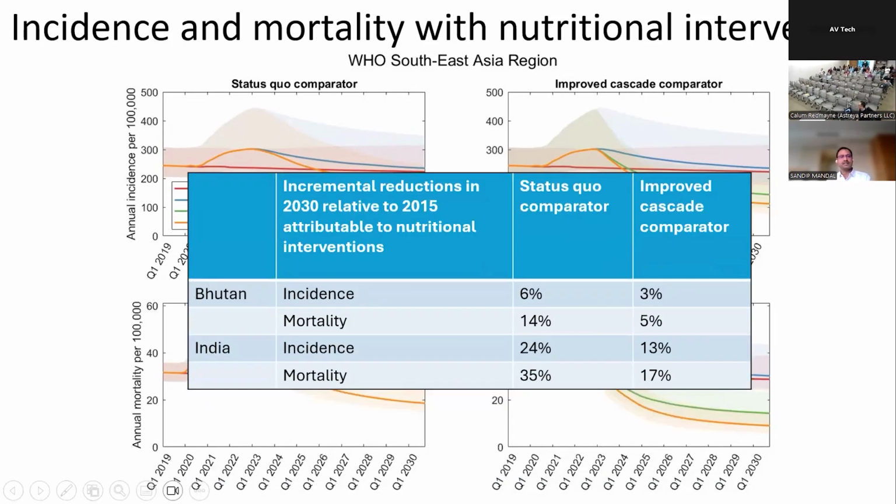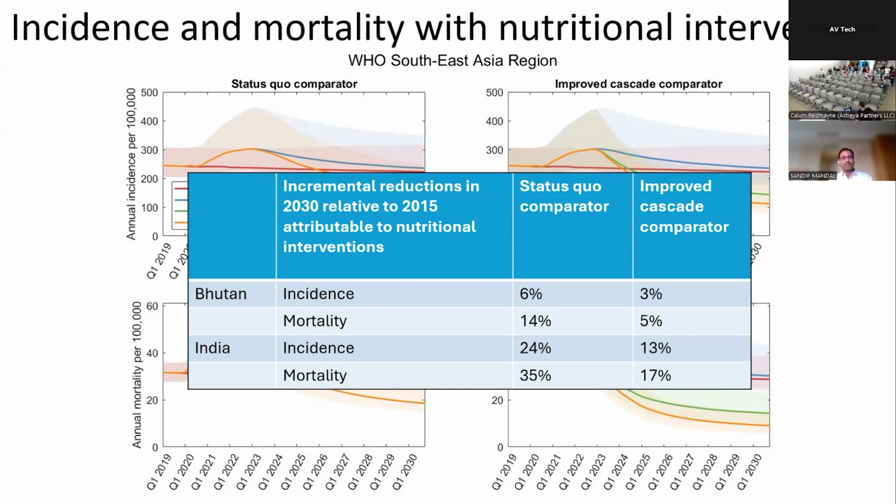So in terms of result, we can say that impact varies from country to country. Here in the status quo comparator for Bhutan, where the impact was less, the incremental reduction of incidence in 2030 relative to 2015 was 6% for incidence and 14% for mortality, whereas with the improved cascade comparator, it is 3% to 5%, it got reduced slightly.